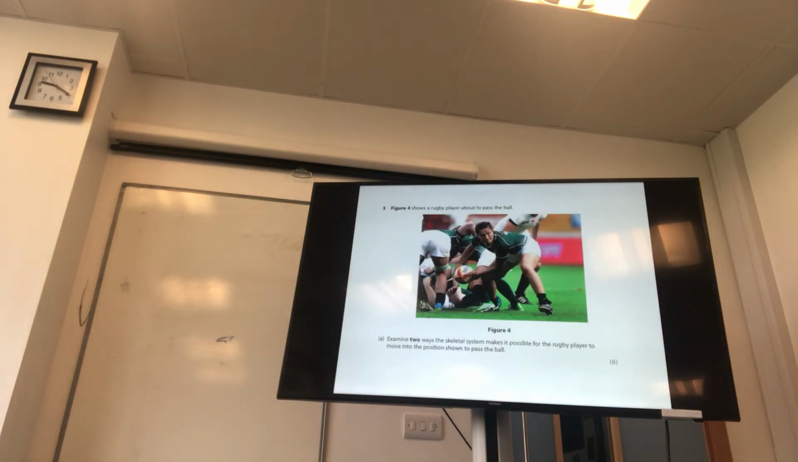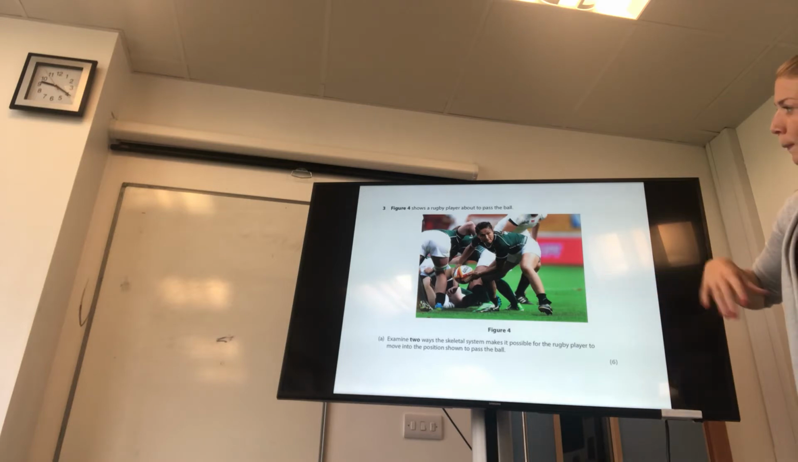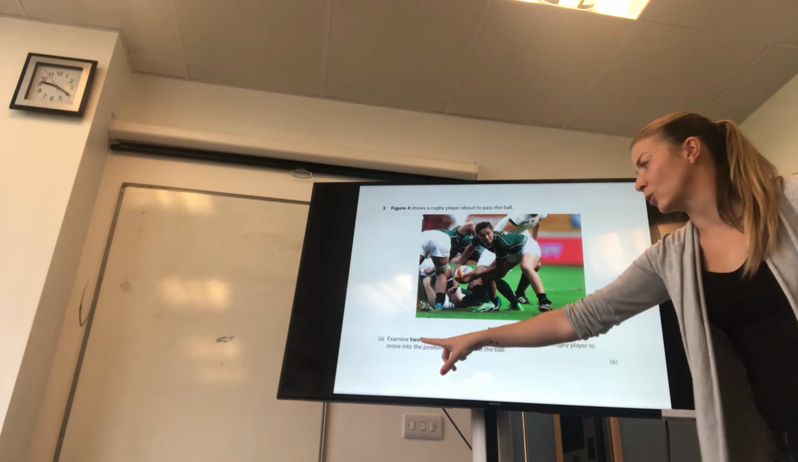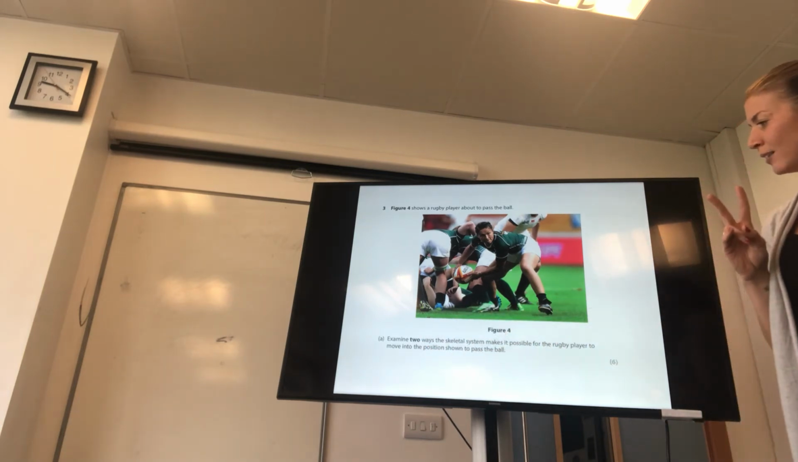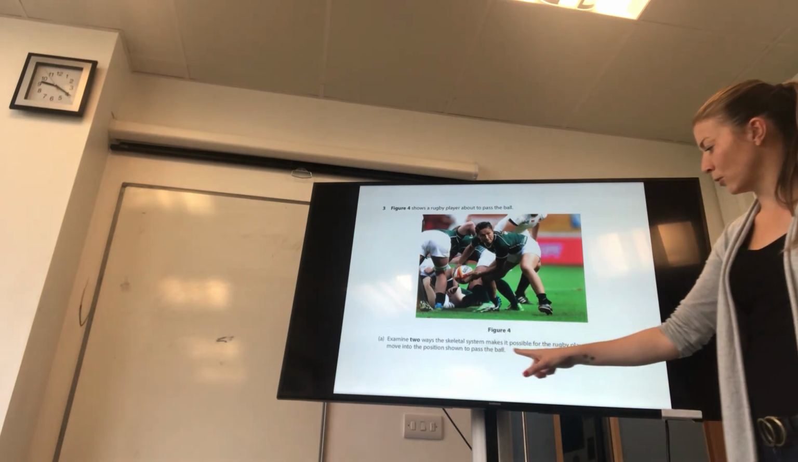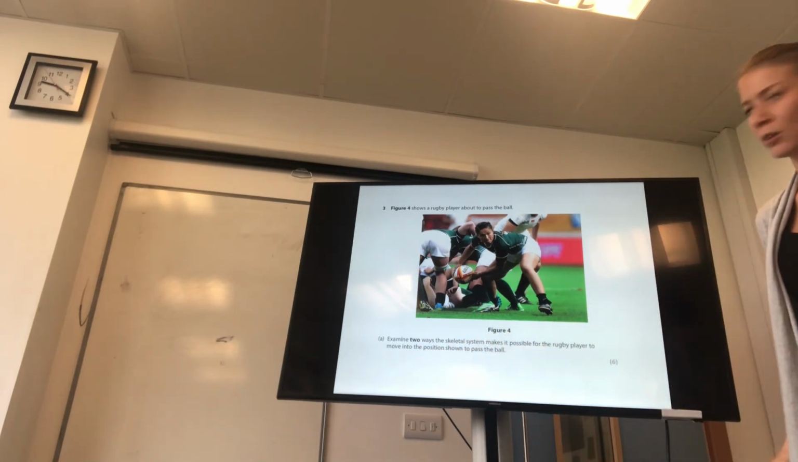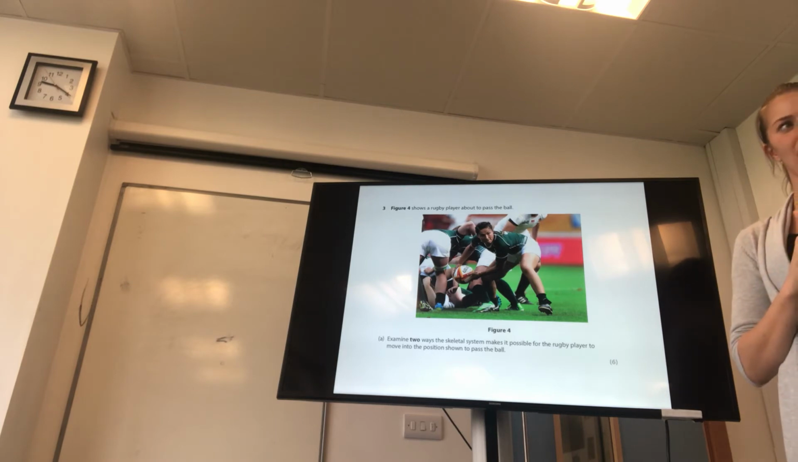Okay, next question. Figure 4 shows a rugby player about to pass the ball. Examine two ways the skeletal system makes it possible for the rugby player to move into the position shown to pass the ball. So you need to think about the five functions of the skeleton.